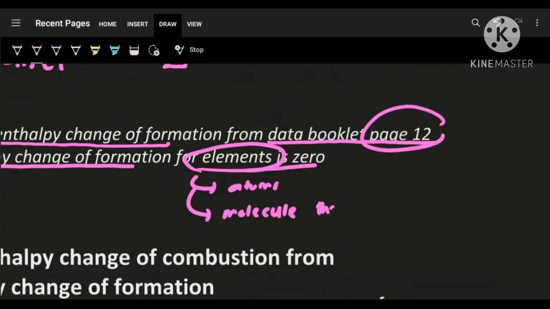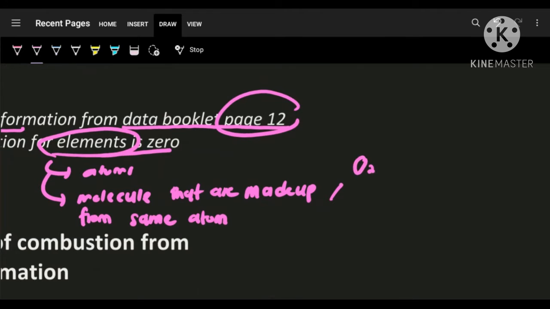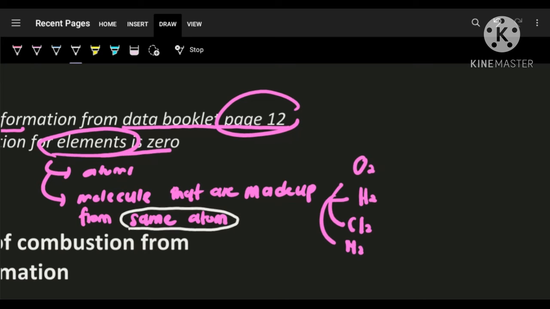Molecule that is made up from the same atom. Okay, example: O2. O2 is an element. Hydrogen is an element. Cl2 is an element. Nitrogen gas is an element because they are made up from only the same type of atom.